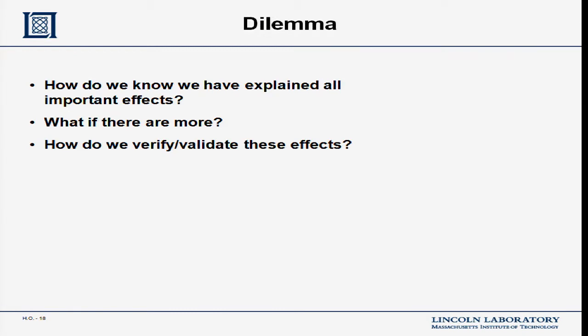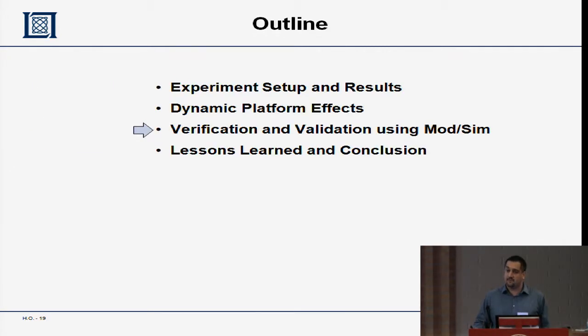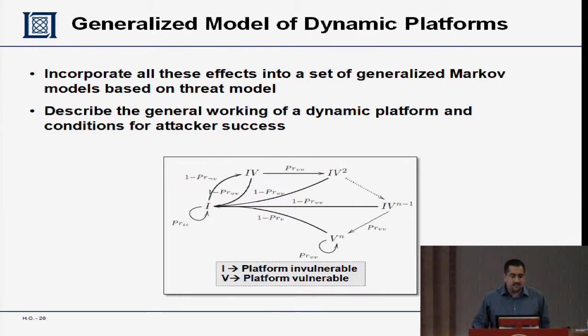So we have explained these effects, but here's a dilemma. How do we know that we have explained everything? What if there are major effects that we have missed? How do we know that this is a close approximation of dynamic platforms? In order to answer that question, we have developed a generalized model of dynamic platforms using the effects that we have observed. These generalized models are built using Markov chains, but essentially they capture all these 4 effects that we have explained: limited duration, diversity, multi-instance, and cleanup.